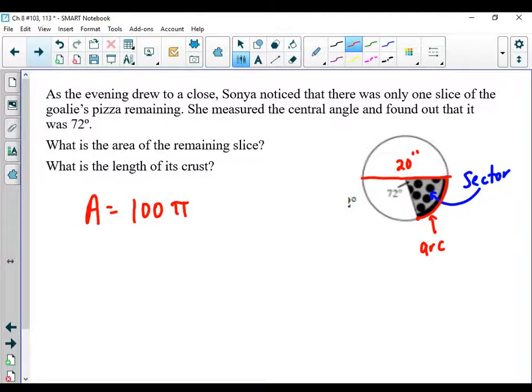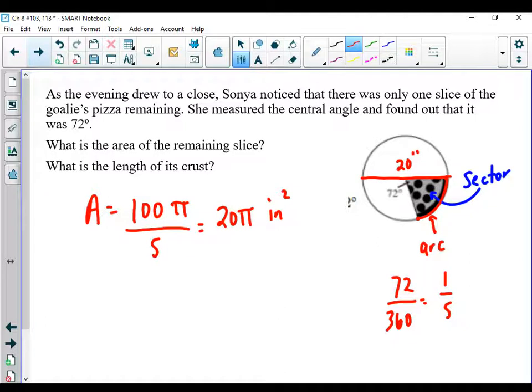And then we've got to think about, all right, well, what portion of the circle would 72 degrees be? So I've got to figure out, well, what is 72 out of 360? If I look at 72 out of 360, I find out that's 1/5 of the circle. So I'm going to take the entire area and divide it by 5. So the area of my slice would have been 20 pi for this one. And that would be square inches.